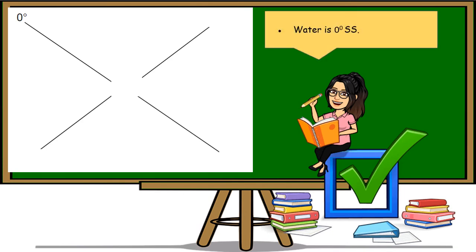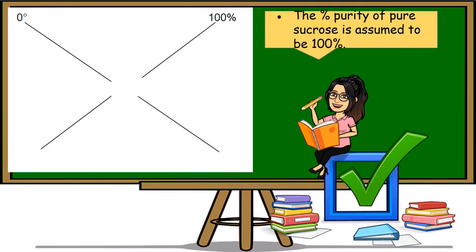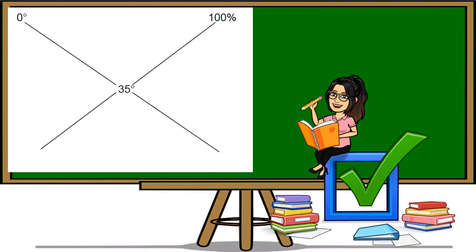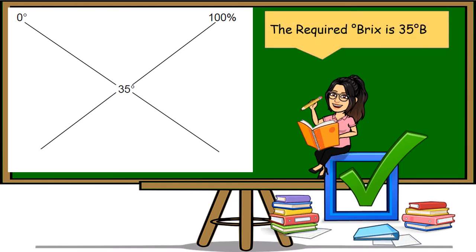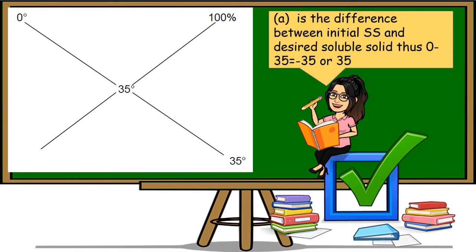Water is 0 degree soluble solid. The percent purity of your sucrose is assumed to be 100%. The required degree Brix is 35. A is the difference between initial soluble solid and desired soluble solid. Thus, 0 minus 35 is equal to negative 35, or 35. B is the difference between purity of sugar and desired soluble solid. Thus, 100 minus 35 is equal to 65.